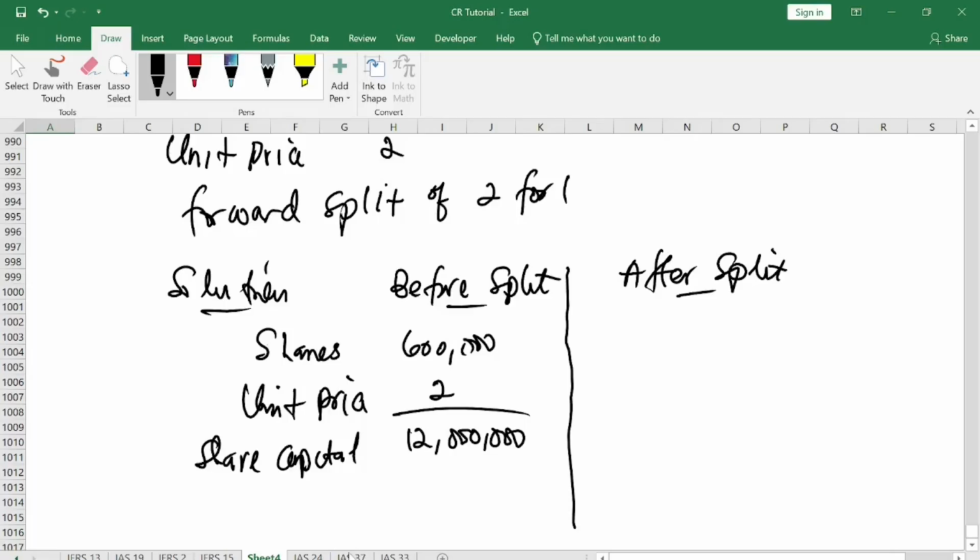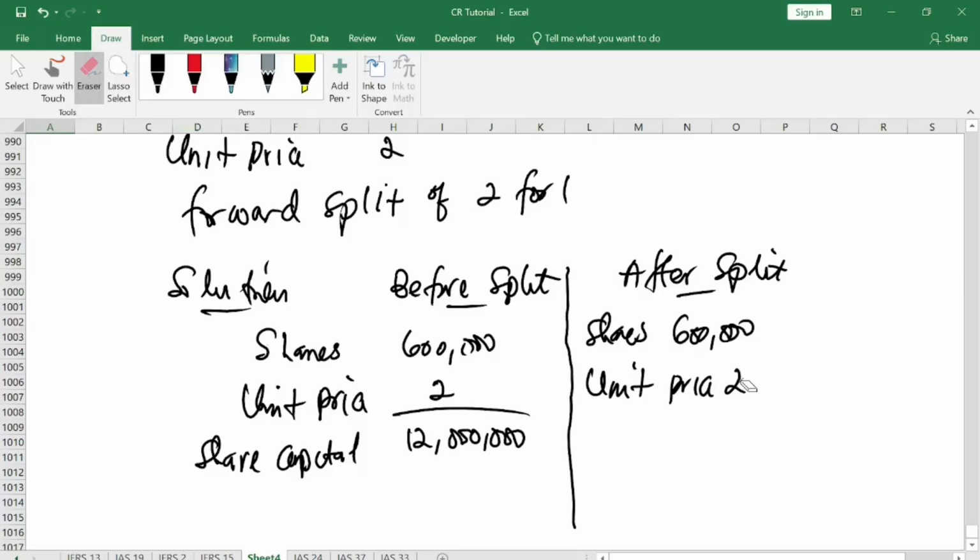Now let's look at the split. They have their shares, which is 600,000, and the unit price of the share is 2. And they said that they should split these shares 2 for 1. What does this mean? You should split it into smaller units.